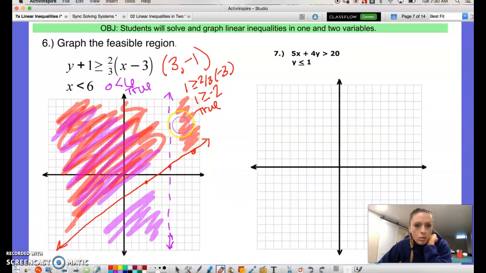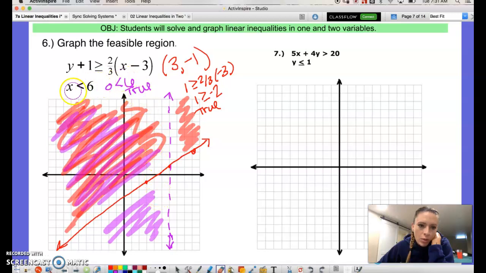All right, so when you look at this problem here, we know that we have a point (3, -1). When we graph that point, we apply the 2/3 slope. We've got this red line here. Our purple line is x less than 6, so we have it right here. And then I shaded according to the line I was talking about. If you plug in 0 for the top line, we know that 1 is greater than -2, and that is true. So we're going to shade above it, all in red.